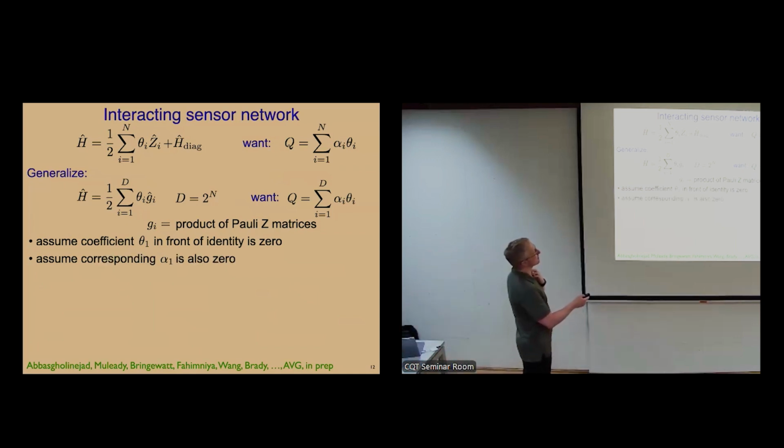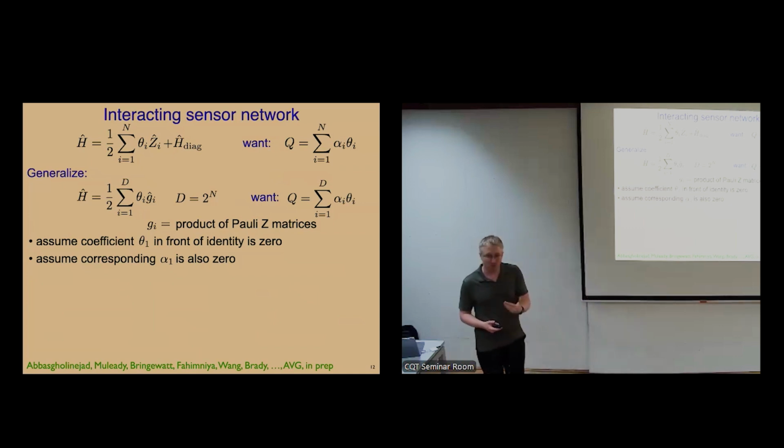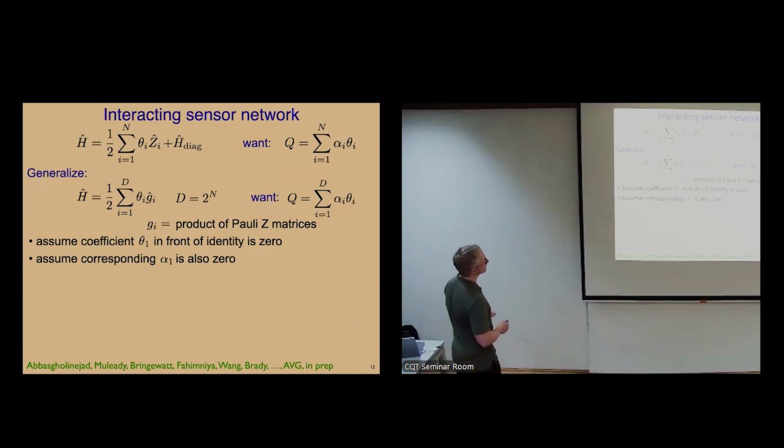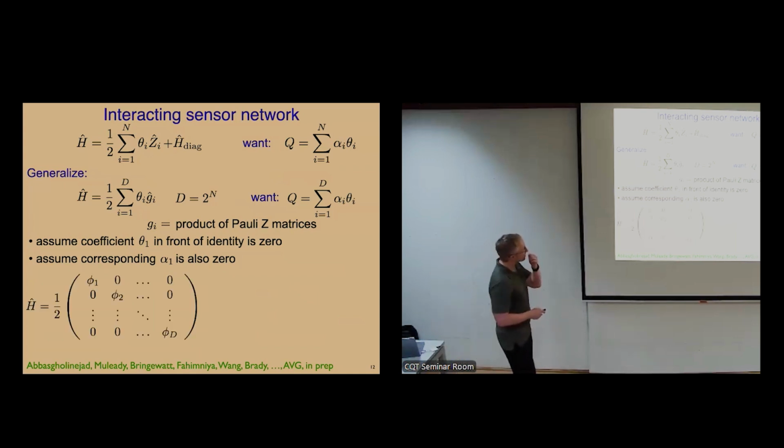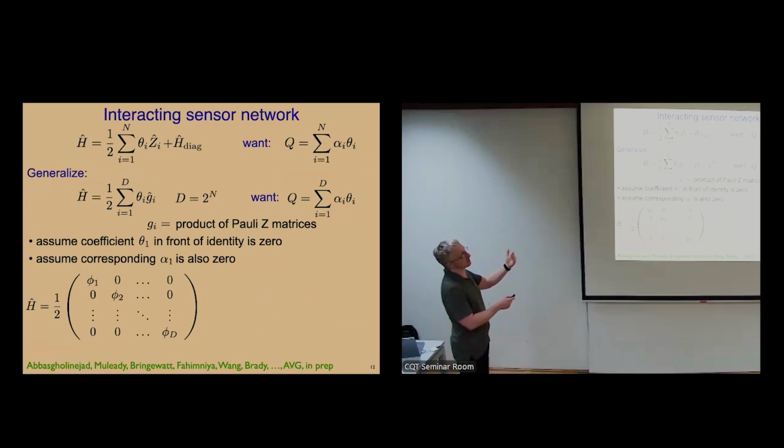So similarly, alpha1 that multiplies theta1, I'm also going to assume it's 0, because I cannot ask for the coefficient in front of identity. So I'm going to assume it's 0. It's not measurable. Okay, so the first thing I'm going to do is, since I said that this Hamiltonian is diagonal, it's products of z's.